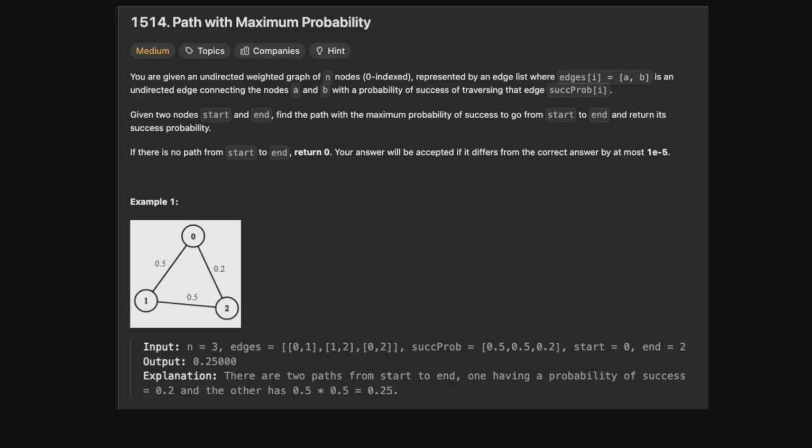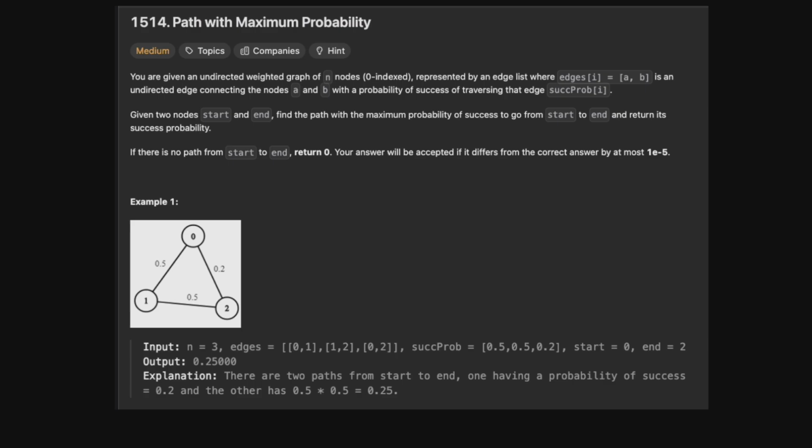Today we're solving Leetcode problem 1514, path with maximum probability. You are given an undirected graph of n nodes, 0 indexed, represented by an edge list where edges[i] equals [a, b], an undirected edge connecting the nodes a to b with a probability of success of traversing that edge, succProb[i]. Given two nodes, start and end, find the path with the maximum probability of success to go from start to end and return its success probability.